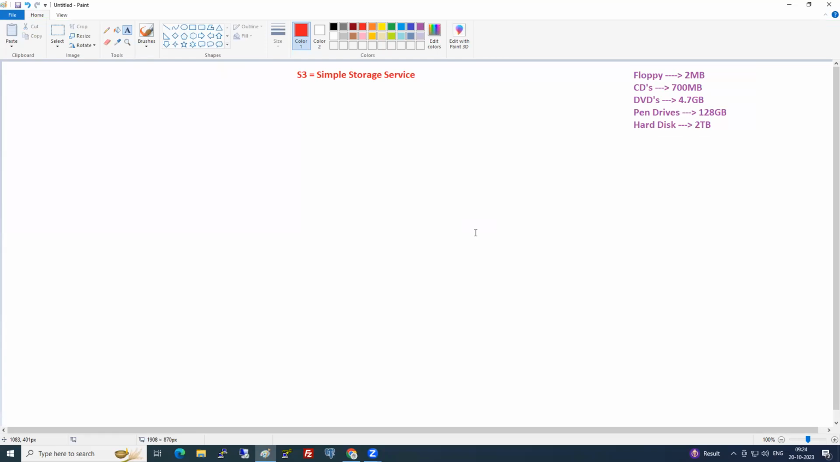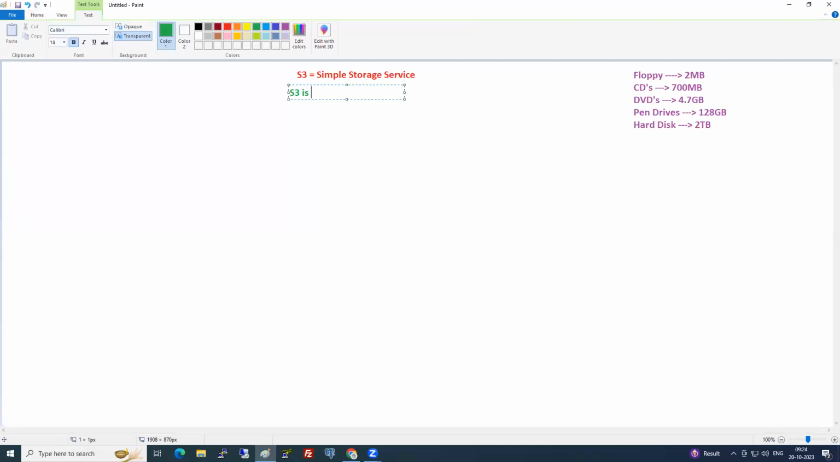Okay. So these pen drives, CDs, hard disks are all limited storage or not? It's a limited storage. But what do you need, limited or unlimited? You need unlimited, because you want to put however much data you want inside it, right? Yes, S3 is unlimited storage by AWS.